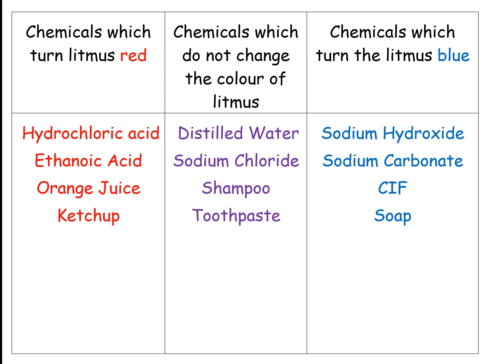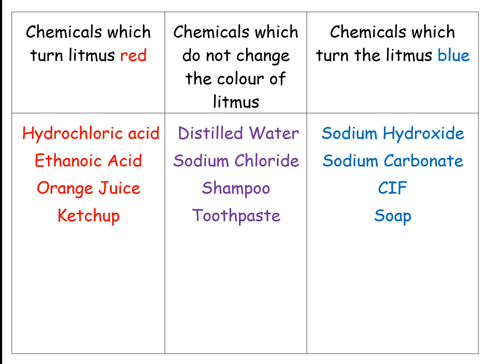So chemicals which turn the litmus red should have had hydrochloric acid, ethanoic acid, orange juice and ketchup. Chemicals which do not change the colour of litmus: distilled water, sodium chloride, shampoo and toothpaste. And chemicals which turn the litmus blue: sodium hydroxide, sodium carbonate, Cif and soap.